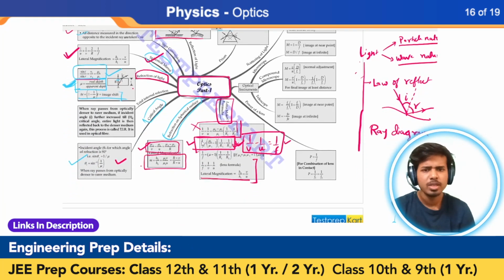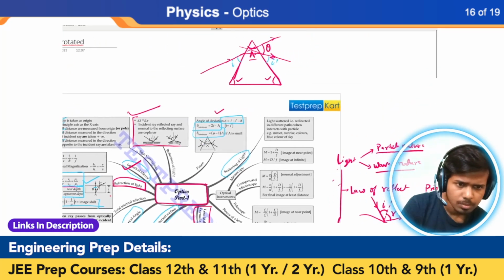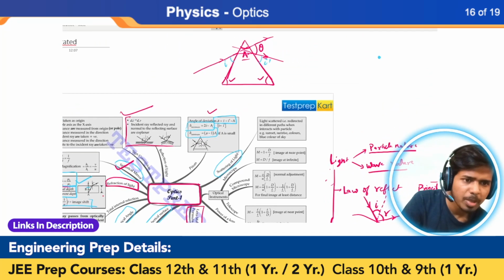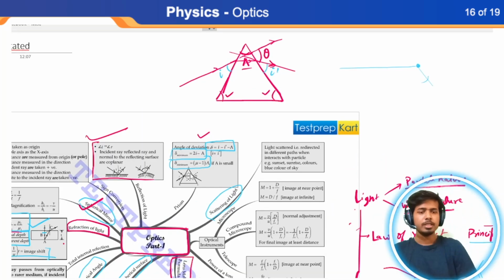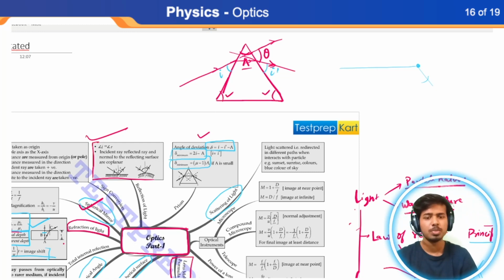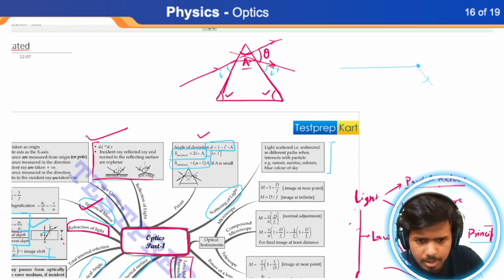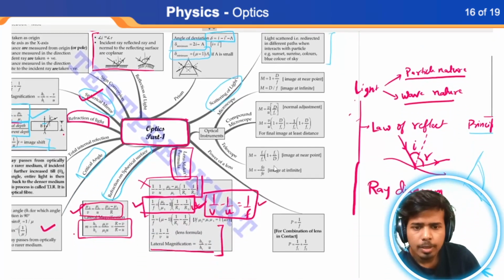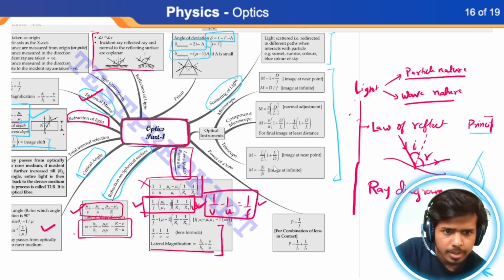Now, scattering of light, you already know that due to the interaction of light particles with the particles in the sky, they actually deviate from the path. That is called scattering of light, due to which our sky appears blue. That is a not so important part of this chapter, pretty basic. Now, coming to this part, this is not at all important. This has been removed from your syllabus, optical instruments.